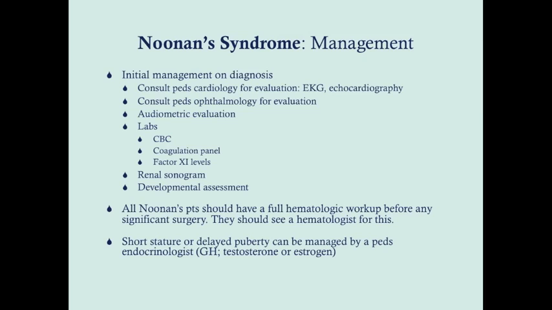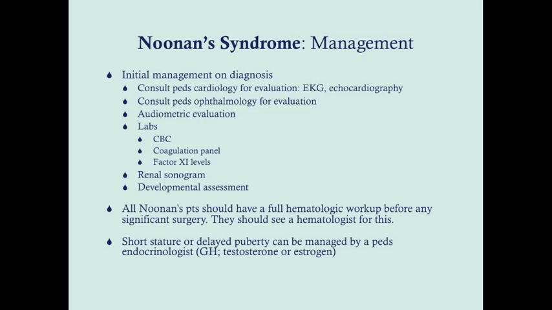Audiometric evaluation is timely. Even though most Noonan syndrome patients don't have difficulty with hearing, you still want to get that done. As far as the labs that you want to get, mostly this is going to be looking for bleeding issues. So you want to get a CBC. There is a pretty good incidence of thrombocytopenia in Noonan syndrome patients, up to about 50%. You'll also want to get a coagulation panel and then factor 11 levels. And factor 11 is the most common cause of bleeding disorder in Noonan syndrome patients.